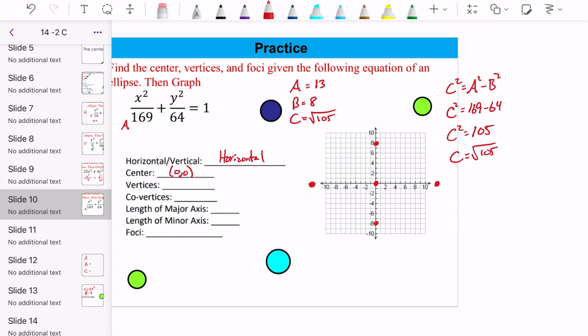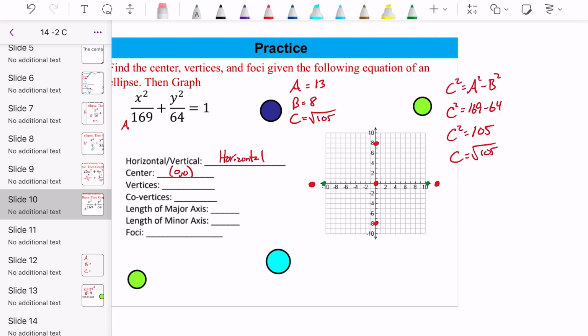And our foci would be the square root of 105. Now keep in mind, at 100, we're looking at 10. So it's going to be slightly larger than 10.